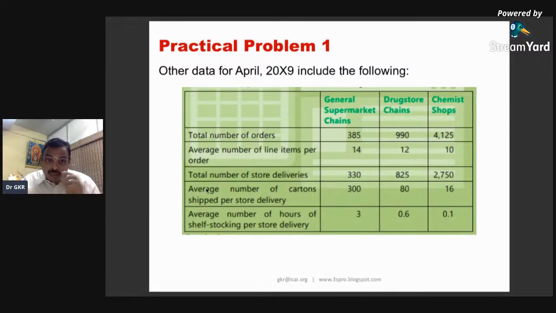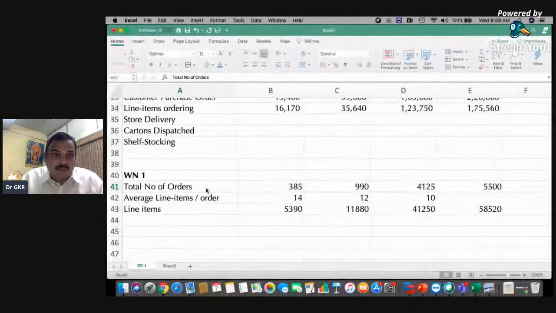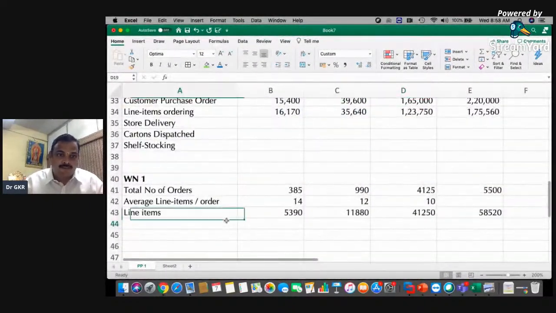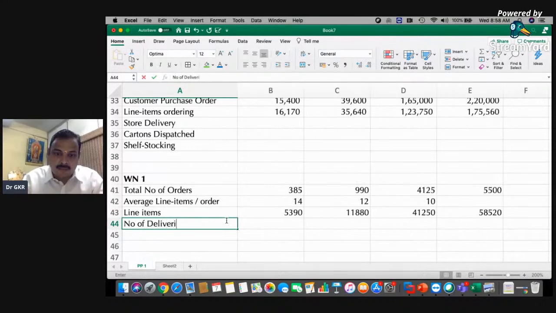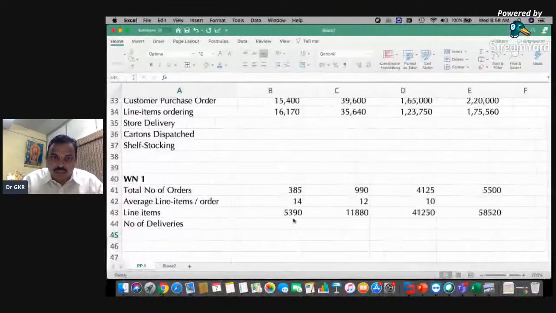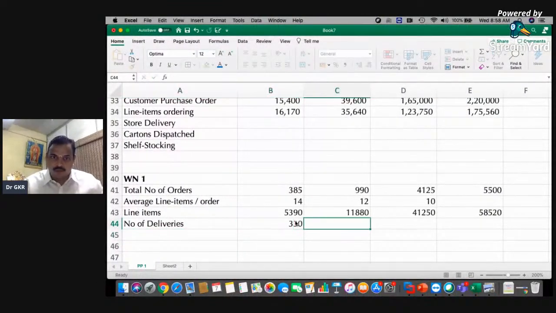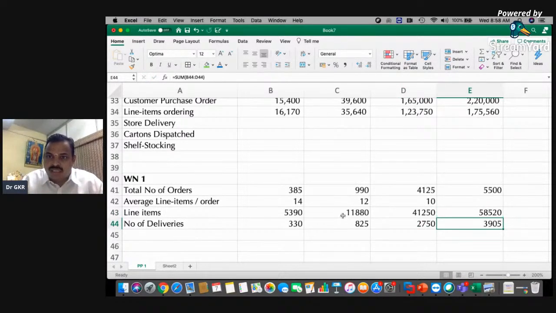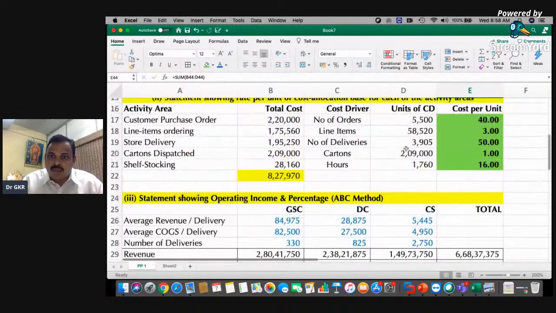Total number of store deliveries. So you have divided by store delivery 3,905. So number of deliveries: 330, 825, 2750. So what's your total, guys? Your total is 3905.